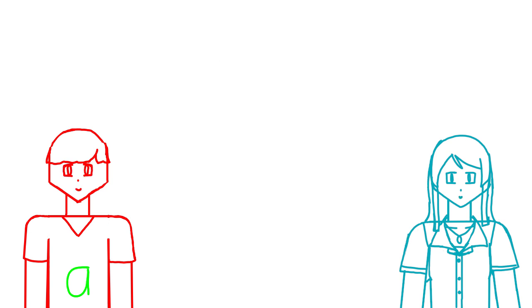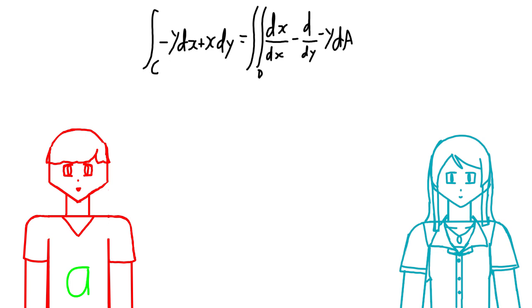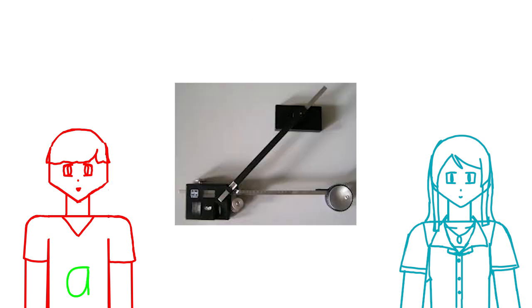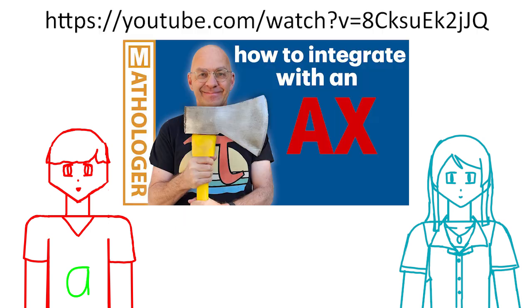Hey, what applications does Green's theorem have anyway? Land surveyors use it to find the area of weirdly shaped plots of land. If you let P equal to minus y and Q equal to x, this just becomes this, which is twice the area of the region. A device known as the planimeter uses this property. You can watch all about it in this video.